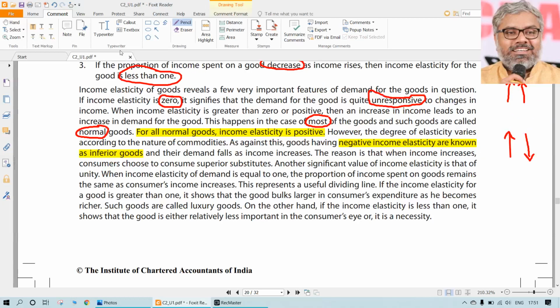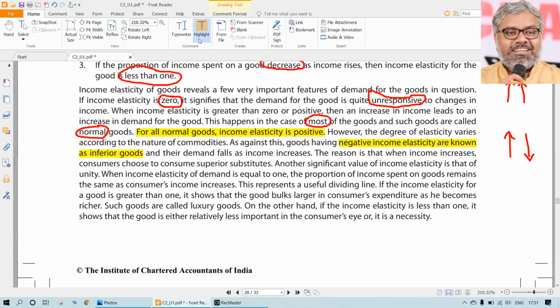For example, generally these are the examples taken. No need to change them. So Bajra, Jowar type of grains, usually people will consume less as their income increases, because as their income increases, they shift from Bajra to wheat or rice, which they think is a superior good. So when the people's incomes increase, they shift to other goods, other superior substitutes. That's what happens in the case of inferior goods.